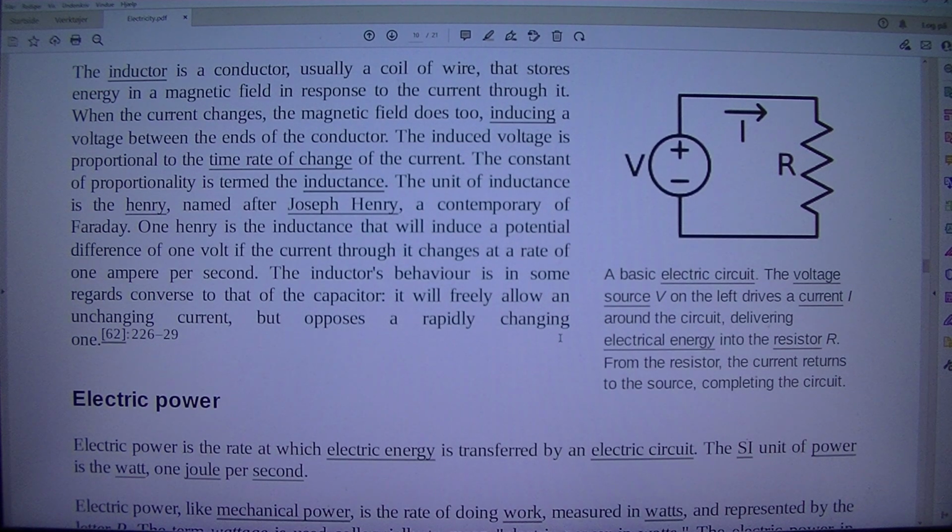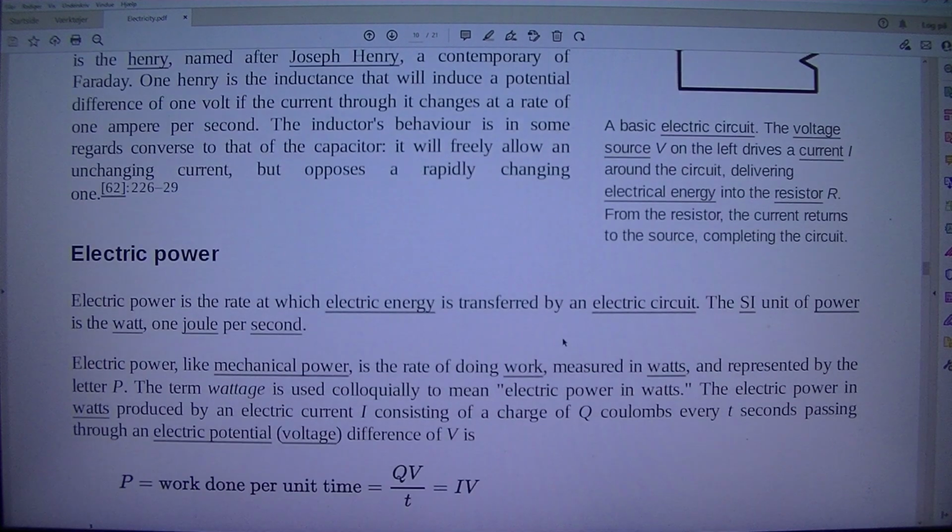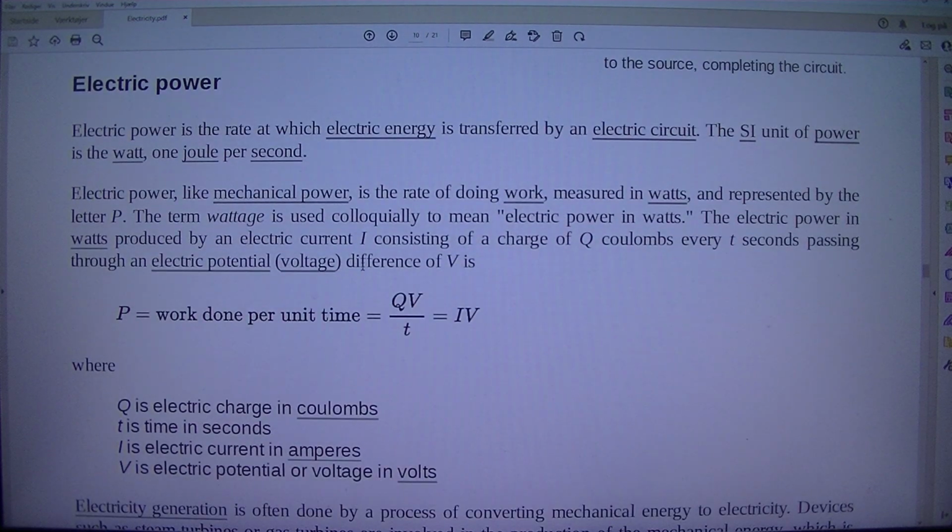Electric power. Electric power is the rate at which electric energy is transferred by an electric circuit. The SI unit of power is the watt, 1 joule per second. Electric power, like mechanical power, is the rate of doing work, measured in watts, and represented by the letter P. The term wattage is used colloquially to mean electric power in watts.